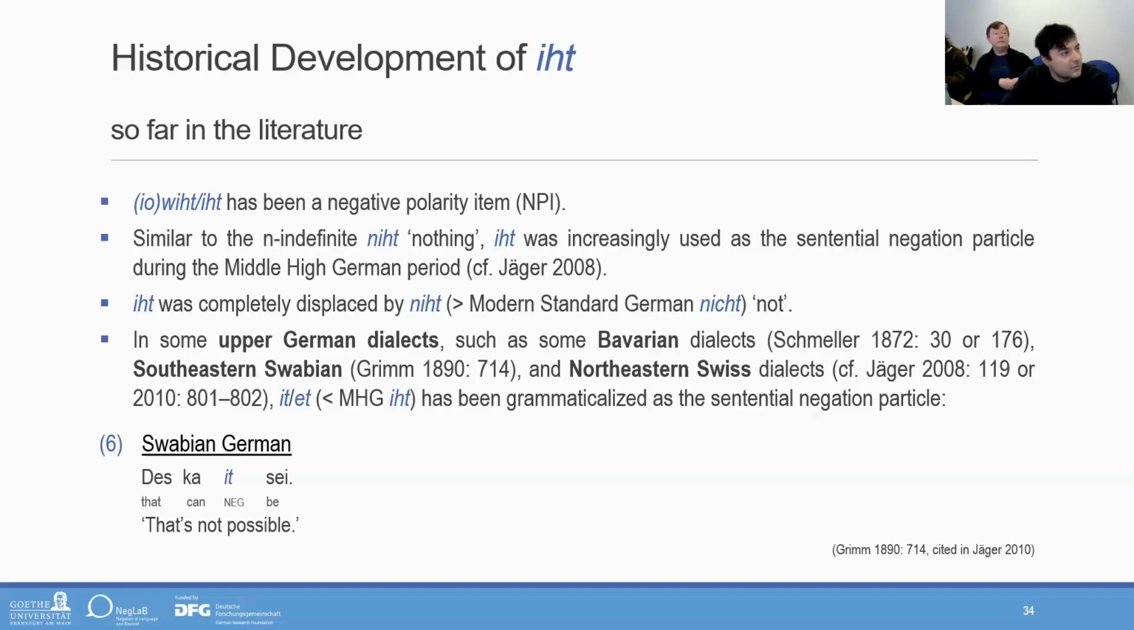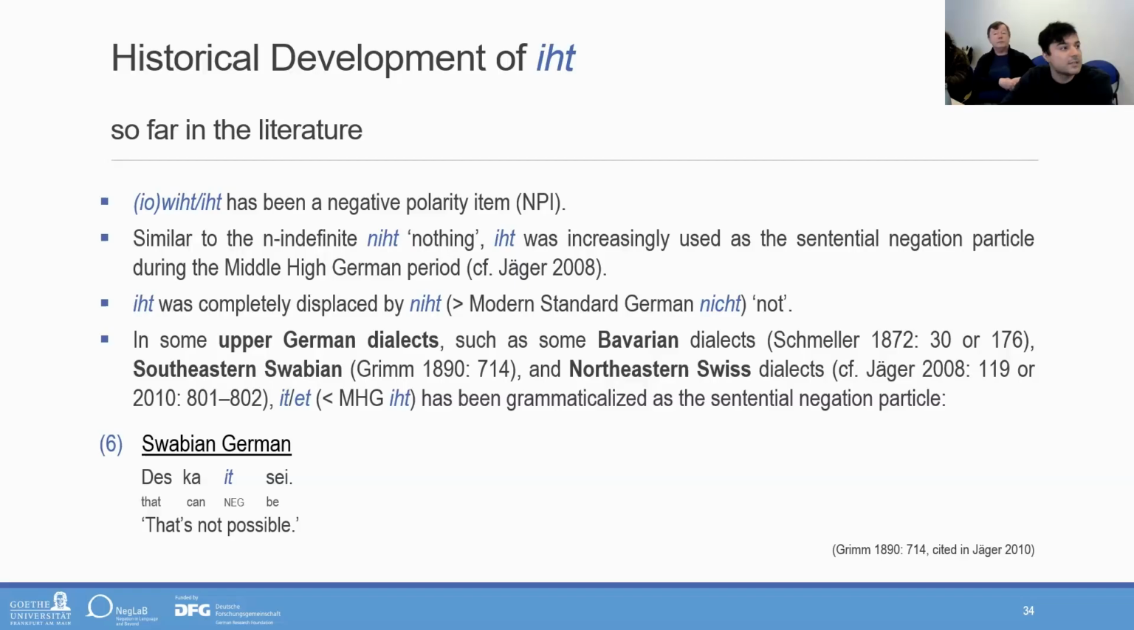So from the literature, we already know that ich has been a negative polarity item, like the English anything. So it occurs in non-veridical or NPI contexts, like, let's say, negation, conditional clauses, final clauses, and so on. But similar to the negative indefinite nicht, ich has also been increasingly used as a negation marker, a sentential negation marker, during the Middle High German period.